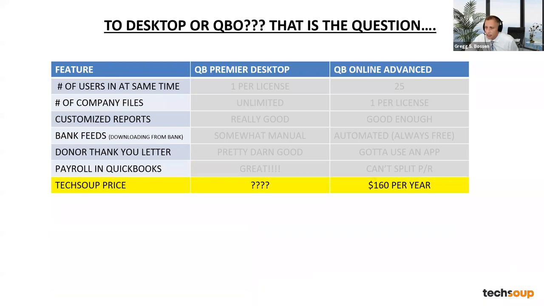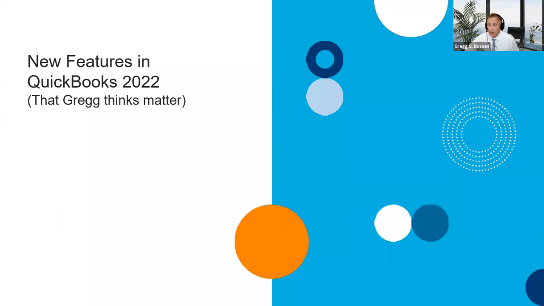And let's see, again, the price, QuickBooks Online Advanced is only $160 a year. This price, we don't know. We're waiting for TechSoup to find out from Intuit, okay? And that's really it for that.